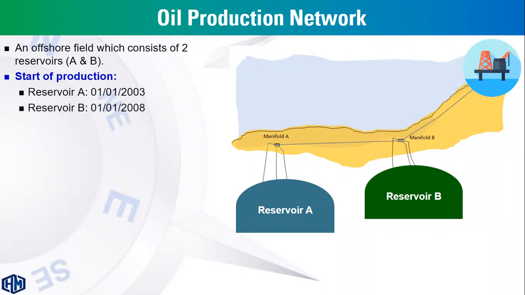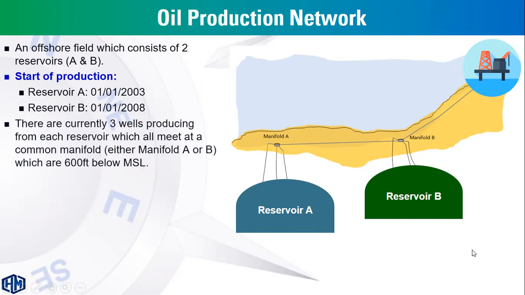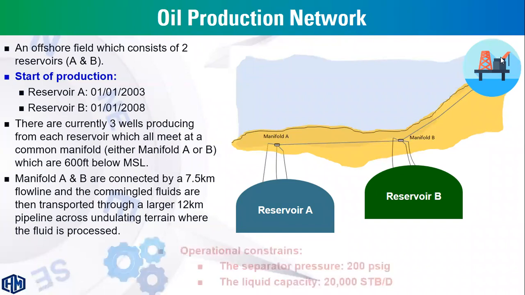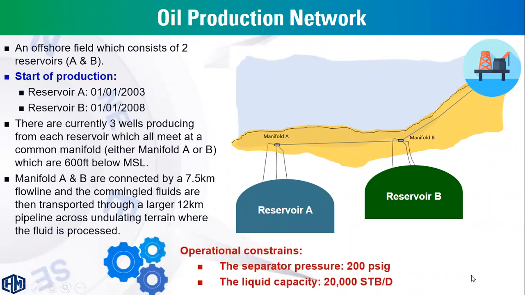We have the start of production for this reservoir in 2003, while for this one it's 2008. And for every reservoir, we have three different wells with different well models. In between we have this pipeline between manifold A and manifold B, and from manifold B to the processing facility. So the constraint in this system, as you can see, is to set the separator pressure at 200 psi gauge. And also we have some limitations.